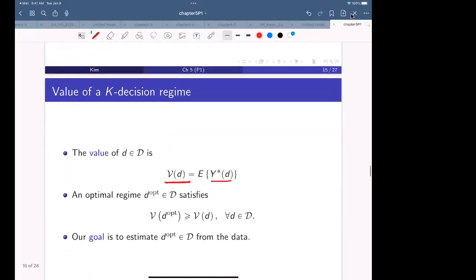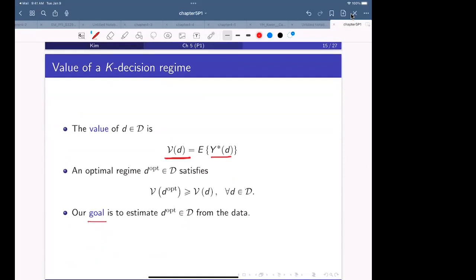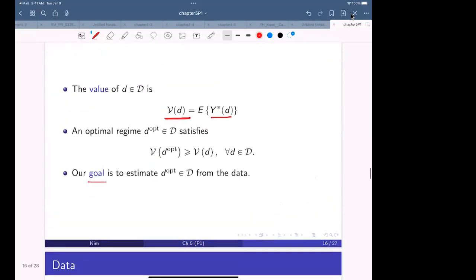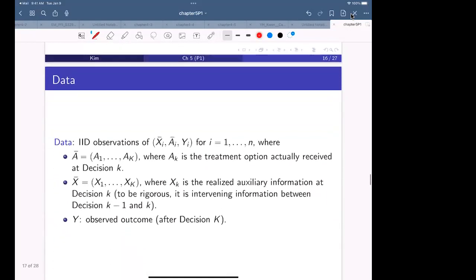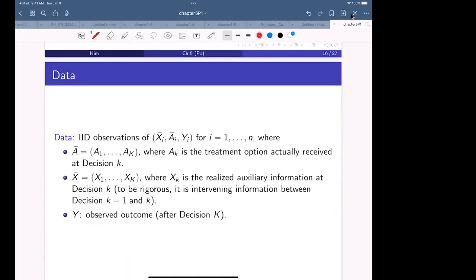Okay, so that is the goal. Now, to achieve the goal, we need to start from the data, from what we have. So the data is the IID observations of X bar i, A bar i, and Y i. So what is the A bar? This is a random variable, but realized. A realized random variable.